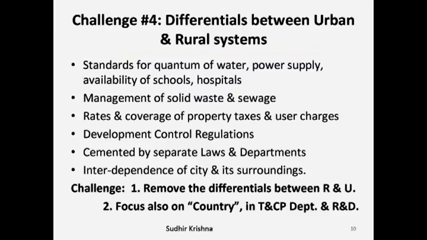The next challenge is the differential between urban and rural systems. This dichotomy, this distinction between urban and rural, also needs a rethink. We have different standards for the quantum of water that should be made available: 135 liters per capita per day for a city, less than that for rural areas. Power supply should have nominal power cuts in city areas, while rural areas can have higher power cuts. Schools should be available at a half kilometer for every child in urban areas, not more than that; it can be 1 kilometer in rural areas. And hospitals similarly. This distinction is no more valid. People have the same expectations and the same aspirations in villages or in urban areas. And so this distinction needs a rethink now.